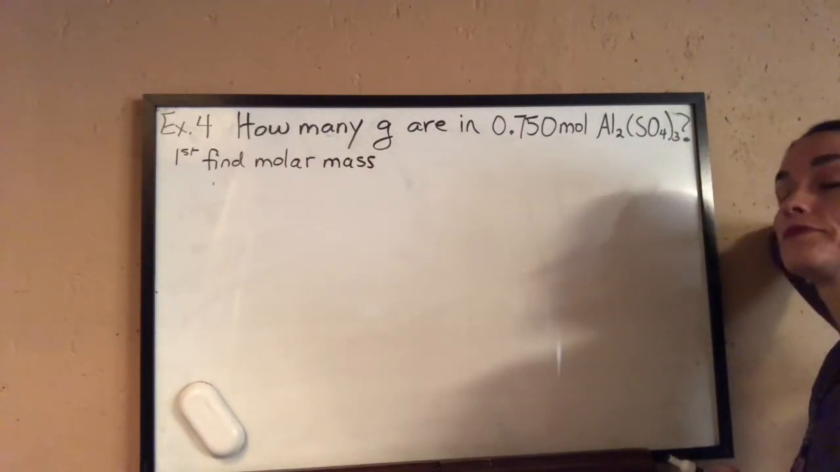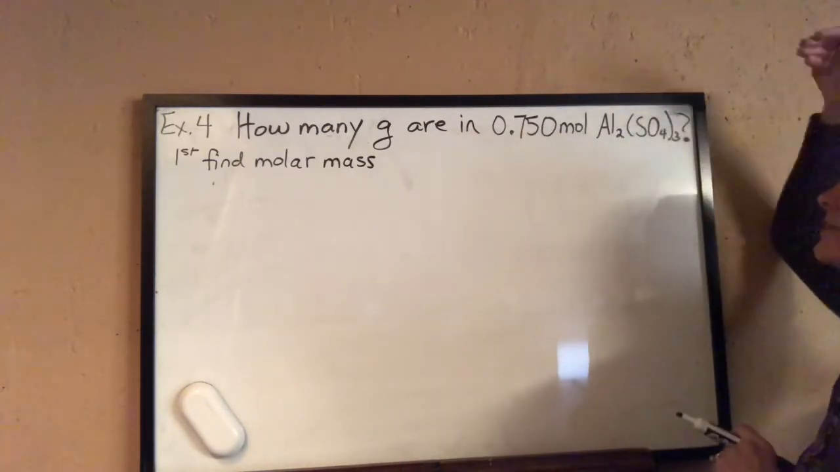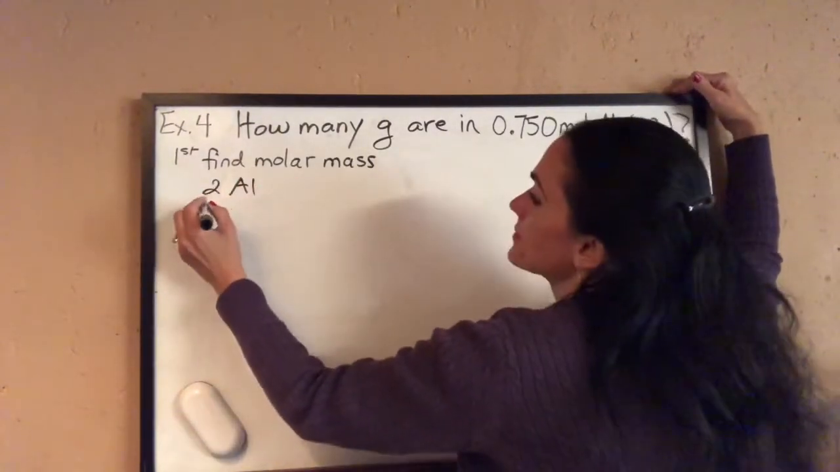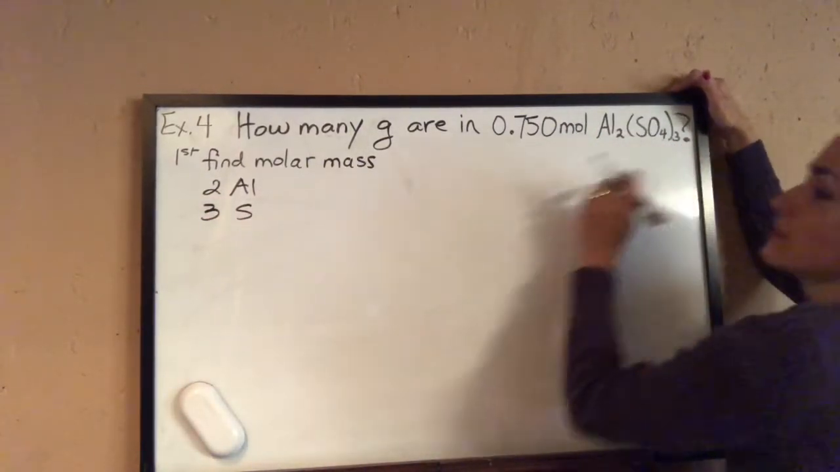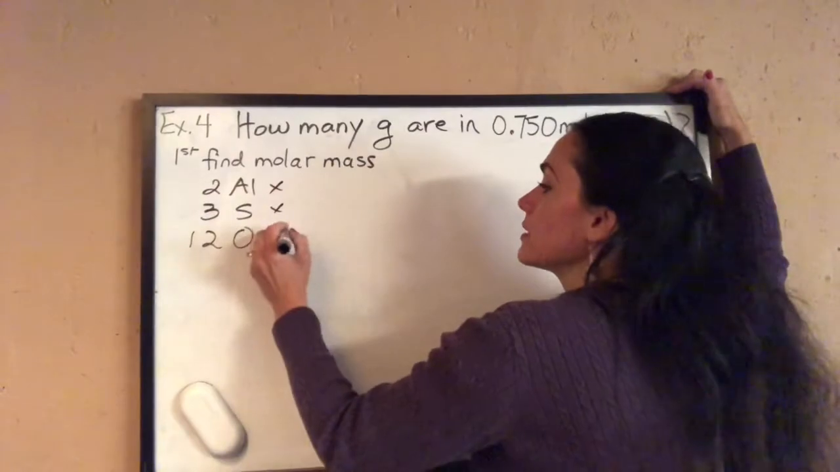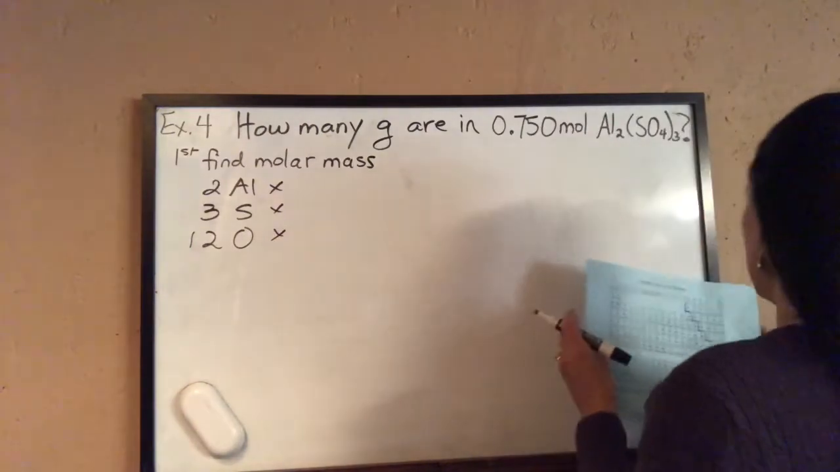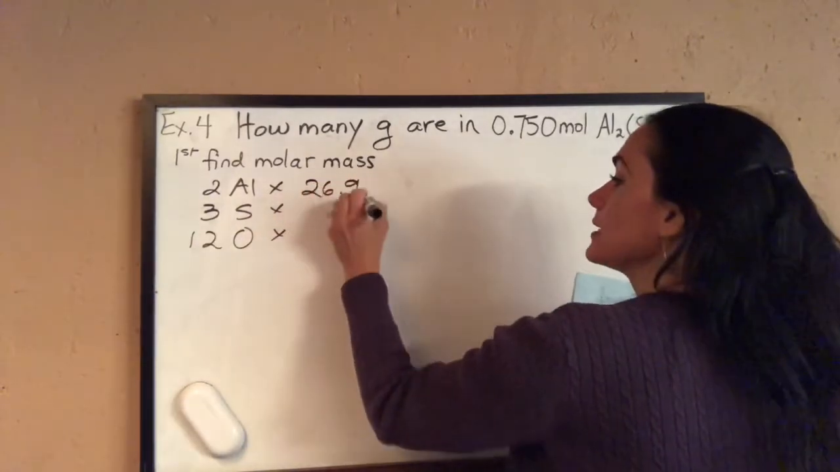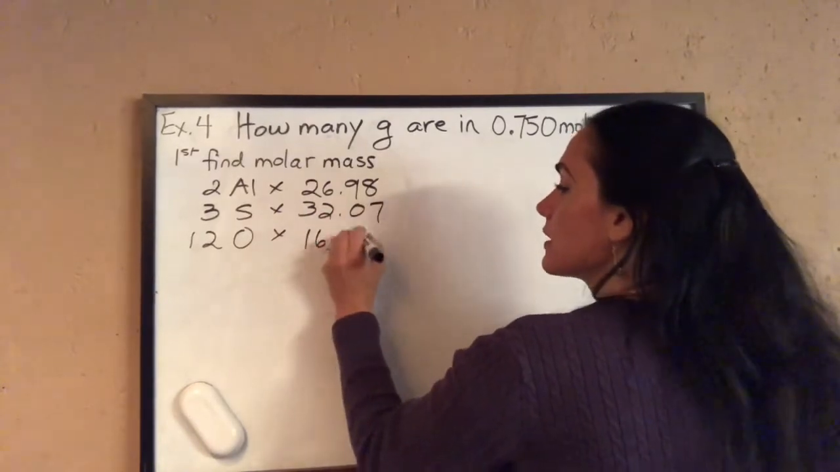Okay, let's find the molar mass before we can do this conversion. We need the molar mass as our conversion factor. Find the molar mass. 2 aluminum, 3 sulfur. Remember that 3 applies to what is exactly inside the parentheses. And 12 oxygens. Okay, so we go to the periodic table, the chemist's best friend, and aluminum has a molar mass of 26.98. Sulfur is 32.07, and oxygen is 16.